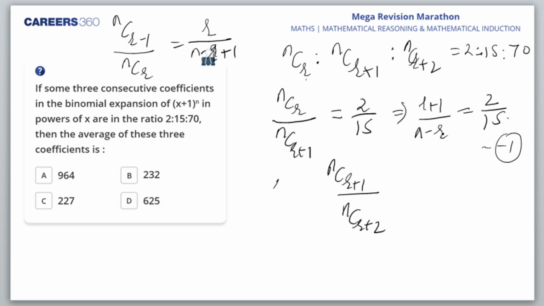Now what do I get? I get R plus 2 by using the same formula, R plus 2 and NCR plus 2 and NCR plus 1, I'll get N minus R minus 1. Right? This is it, and this would be equal to what? 3/15/70, that is 3/14. Am I right? This would be 3/14.